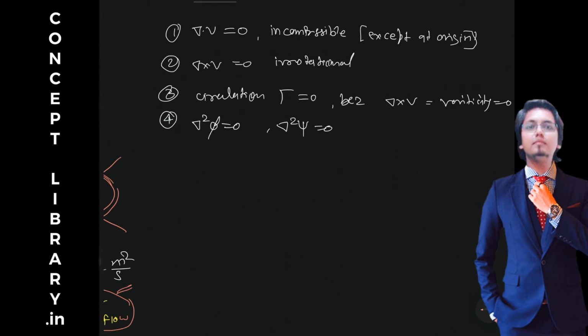Again, this is incompressible, but it is not incompressible at the origin. At the origin it is highly compressible, and again it is irrotational, and circulation is again 0 because vorticity is 0. Why? Because you can see here curl is 0. Again phi satisfies the Laplace equation, psi also satisfies the Laplace equation.